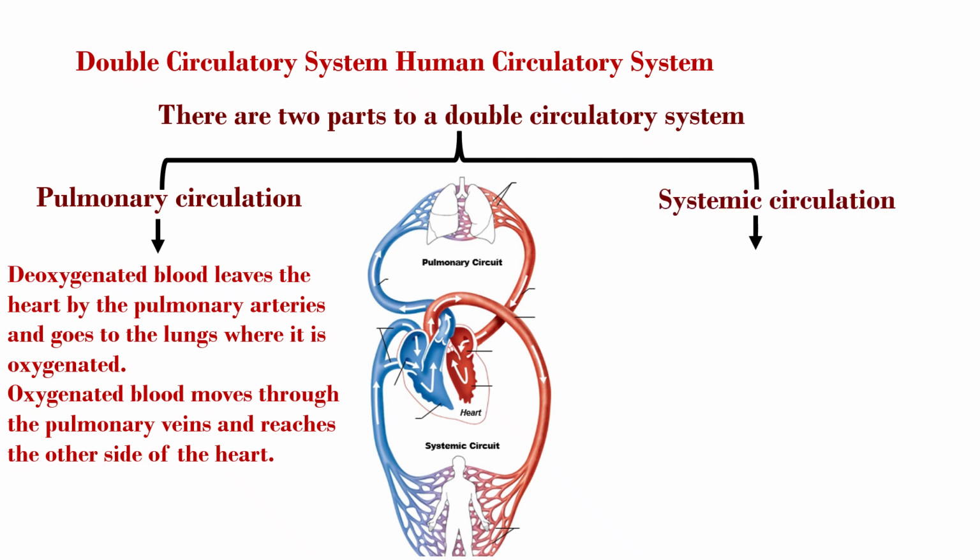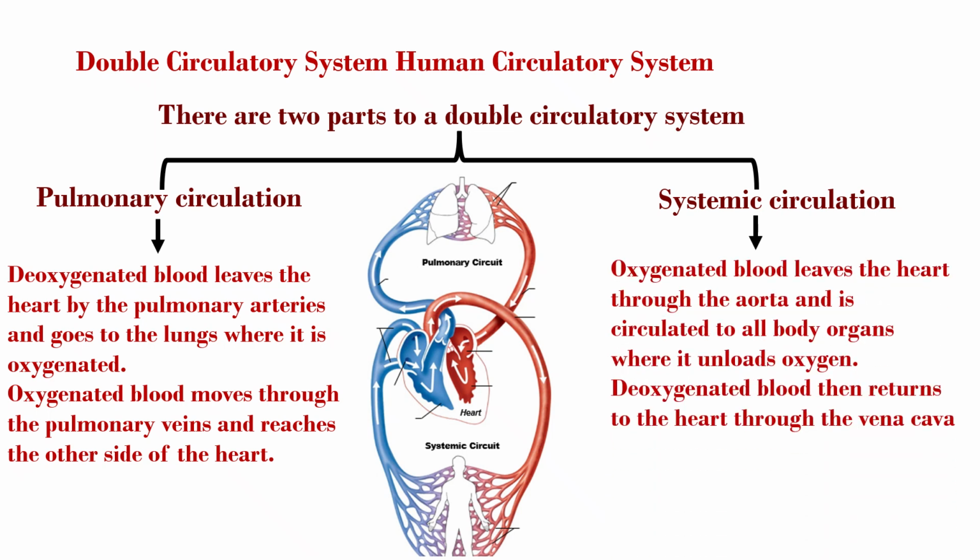It's called systemic circulation. Oxygenated blood, this blood, leaves the heart through the aorta. Now, this is a big artery where the blood flows. It flows to all body organs. The oxygenated blood unloads oxygen. Deoxygenated blood then returns to the heart via the vena cava.